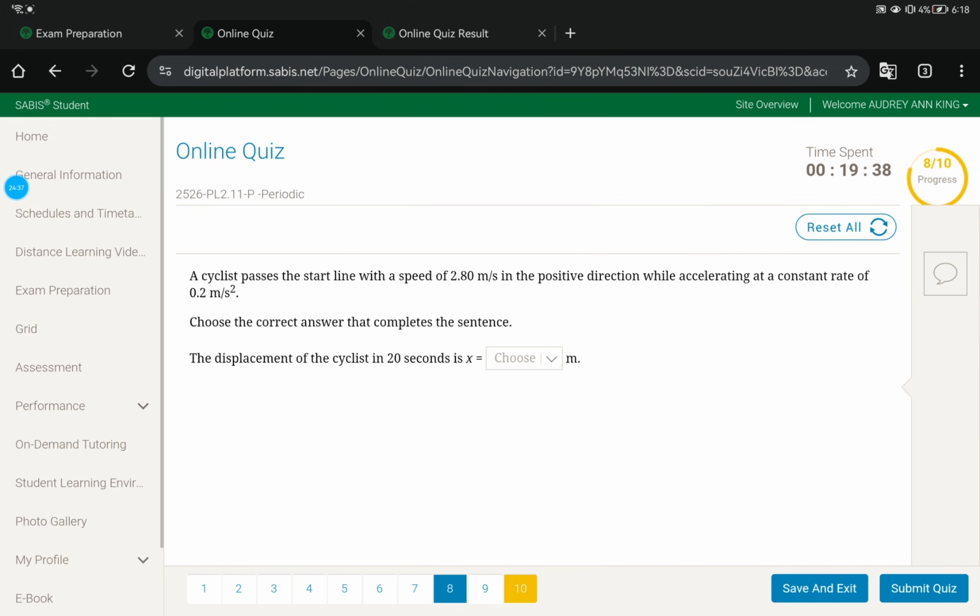The cyclist passes the line with a speed of 2.80 meters per second in the positive direction while accelerating at a constant rate of 0.2 meters per second squared. The displacement of the cyclist in 20 seconds is blank. Okay, so for this one, it's really easy. Just apply the formula.